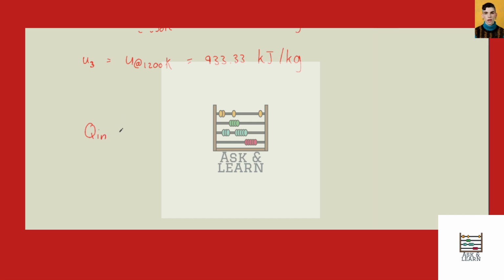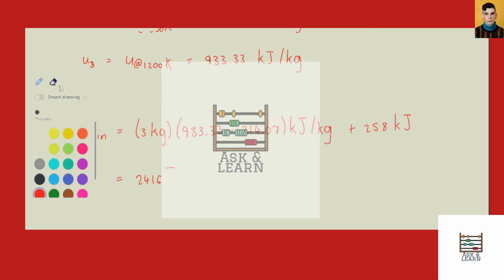Now we can substitute these values back into our energy balance equation, and we get the heat transfer into the system to be the mass, which is 3 kg, times the change in internal energy, 933.33 minus 214.07 kilojoules per kg, plus the boundary work, 258 kilojoules. And so we get the heat transfer into the system to be 2416 kilojoules.